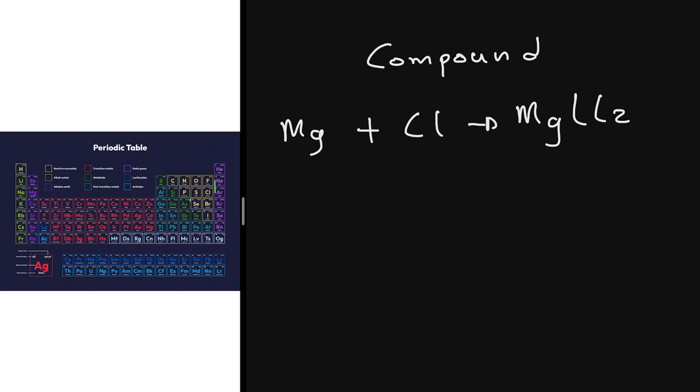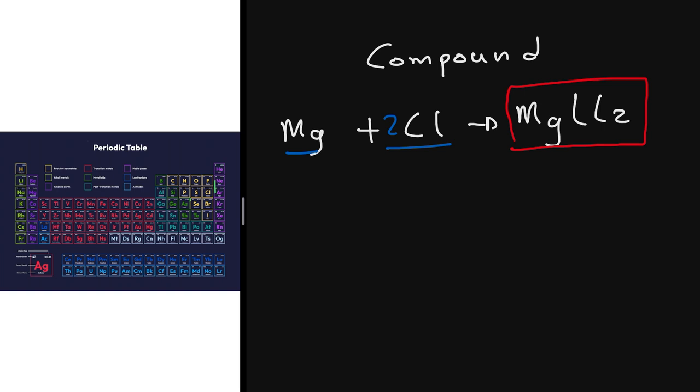But now, how do we know that we need two chlorines to bond with magnesium? This is a theory that we are going to cover in the next video. In this video, we only want to learn how to name a compound. A compound is formed when we combine elements. We have different types of compounds, but this type of compound here is called an ionic compound.